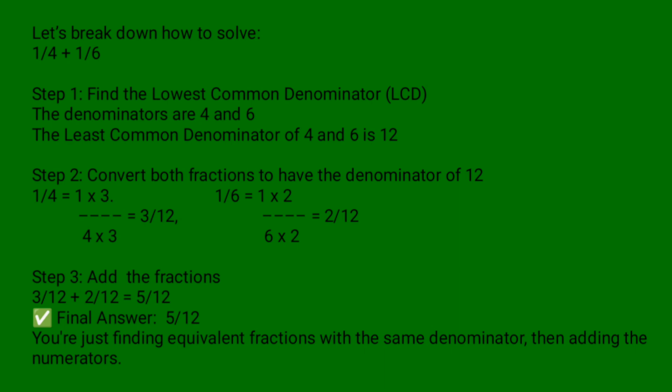So if you have fractions with different denominators, what you have to do is find the least common denominator of each of the numbers. The least common denominator of 4 is 12, and of 6 is also 12. Then we add them to get the answer that we need, which is 5 over 12.